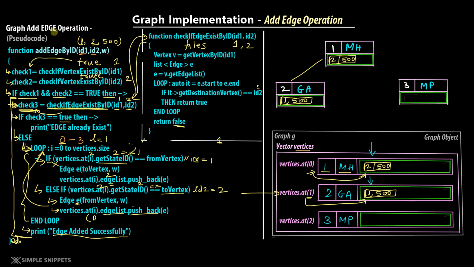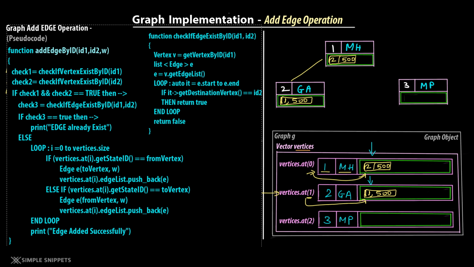Now I know things must have been heavy so far if you followed the entire video. It's a little lengthy video, I understand that things have become a little confusing. But what you can do is pause this screen and dry run this entire code once again, and add an edge between Maharashtra and Madhya Pradesh, the same way we did it for Maharashtra and Goa.